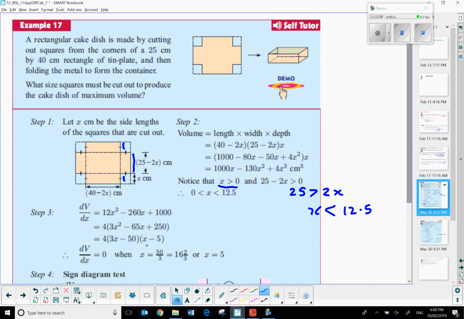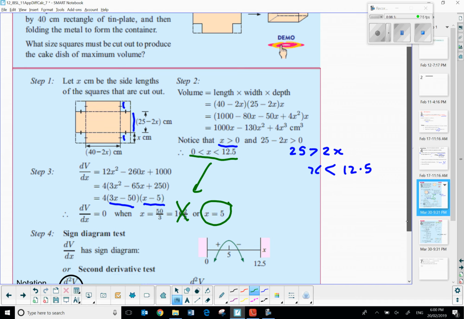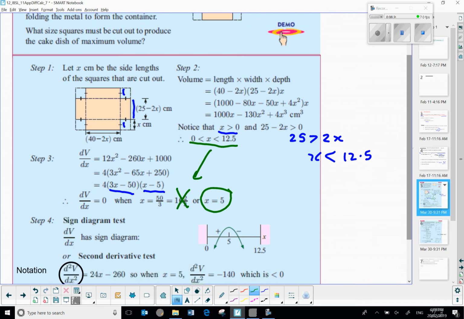When you solve that equal to 0, x is either equal to 5 or x comes out equal to 16 2/3. Given our domain is this, that cuts out this option and makes this our only solution. So our x value needs to be less than 12.5, can't be 16 2/3. What we then can do is, with our first derivative function, we can test some points and come up with our sign diagram for our first derivative.